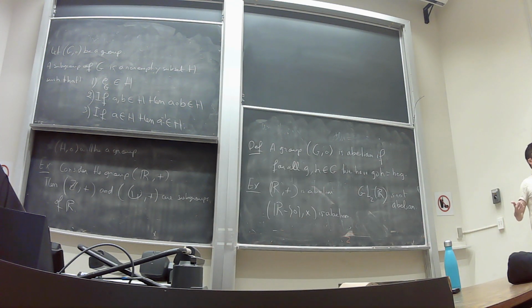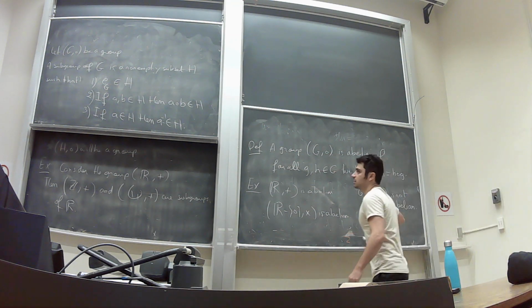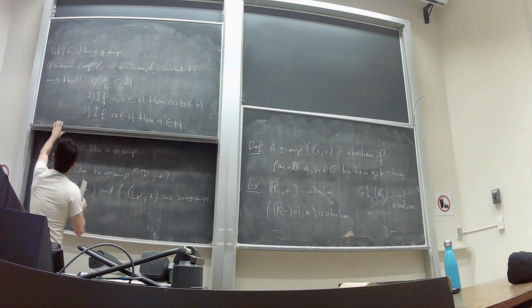Okay? Is it clear what abelian means? It's just that the operation commutes. a operation, like a circle b is b circle a. Okay, GL2R is not abelian. What's another non-abelian group?